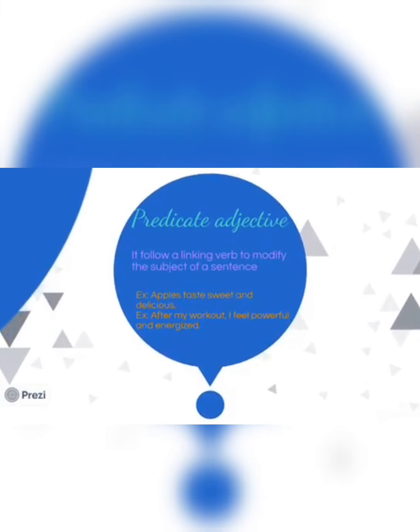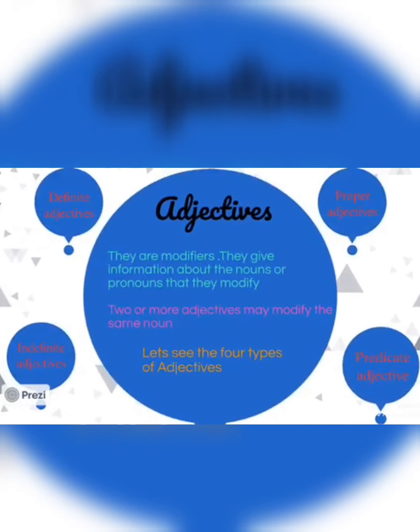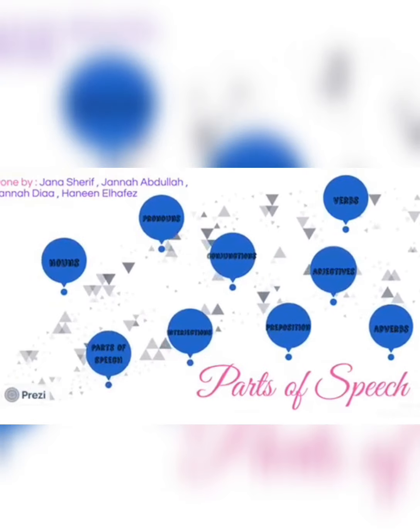Then we have predicate adjectives. Predicate adjectives follow a linking verb to modify the subject of a sentence. For example, after my workout I feel powerful and energized.